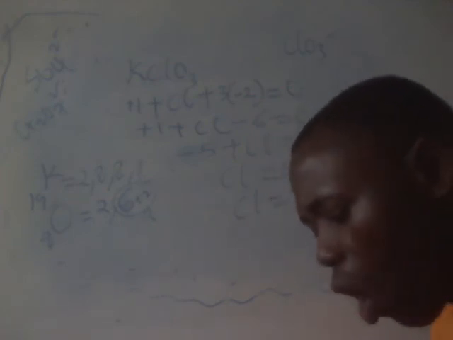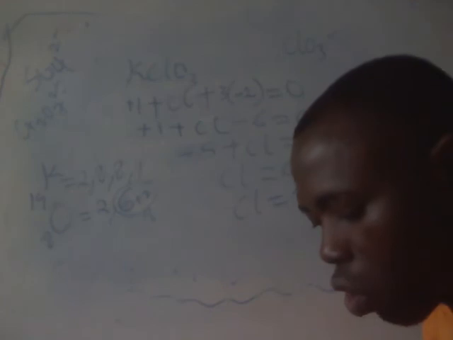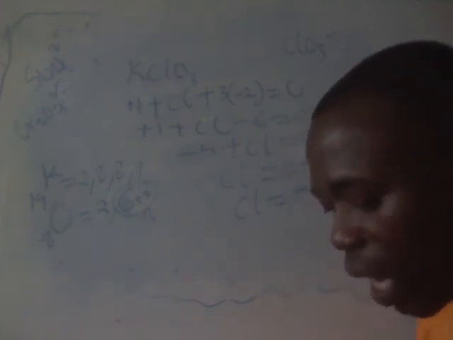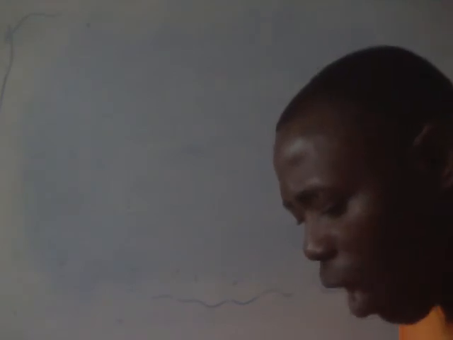Option A +1, option B +2, option C +3, option D +5, option E +7. So the correct option is what? Option D, +5. Now 39. Group 0 elements, or you call them group 8 elements, are they unreactive because? They are noble gases or inert gases. Option A: their highest energy level is fully occupied.